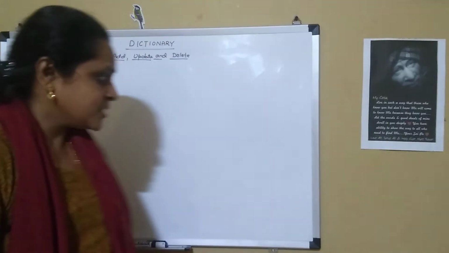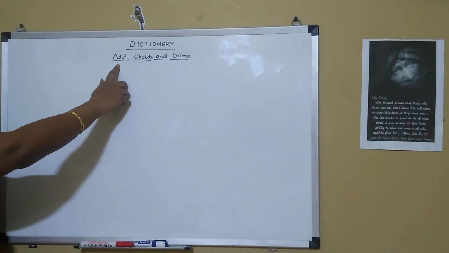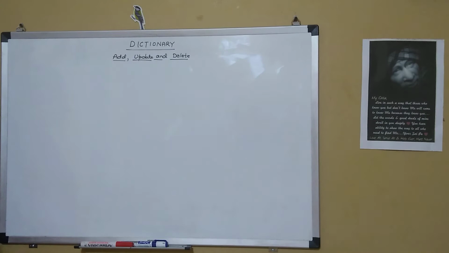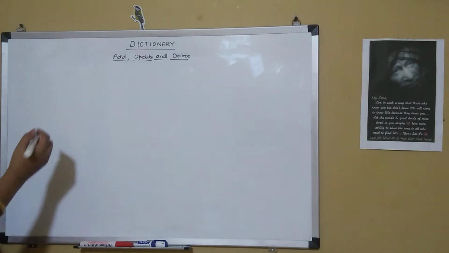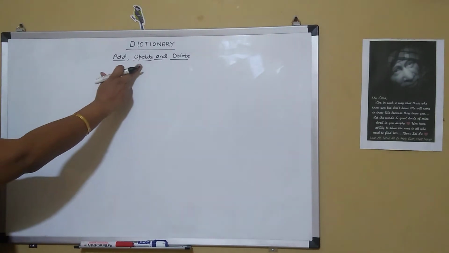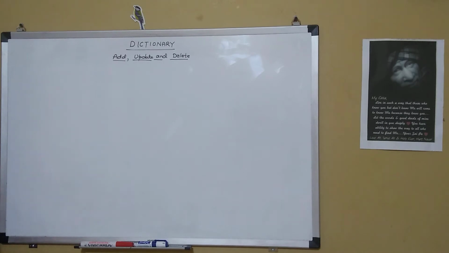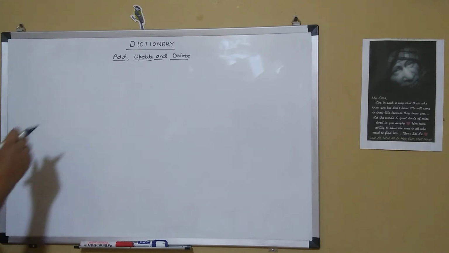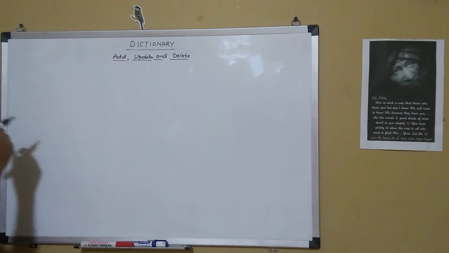In the earlier session, we saw about the new data type, that is the dictionary data type, and how to create dictionary in Python programming language. And in today's session, let's see how we can add, update and delete items from the dictionary. So firstly, we know that dictionaries are enclosed between curly braces and have a key and a value pair. Each key value pair is identified as an item in the dictionary.